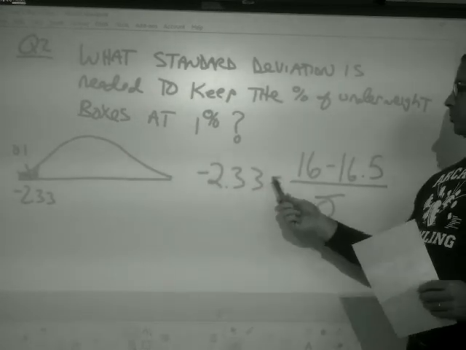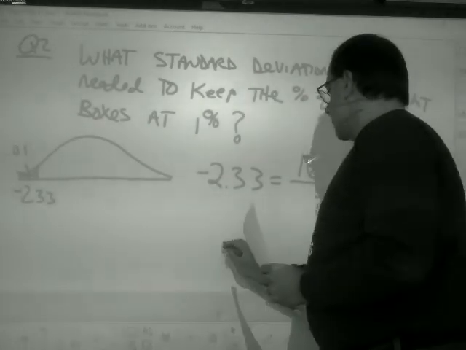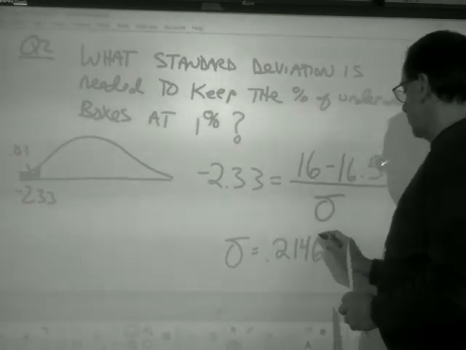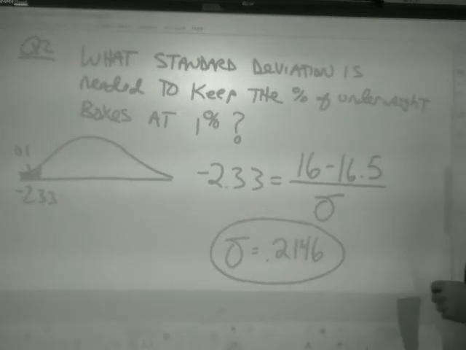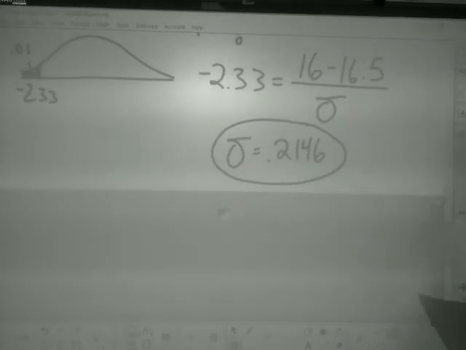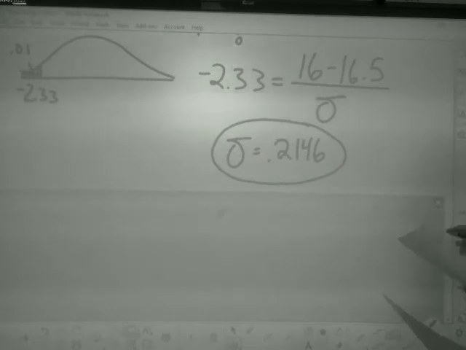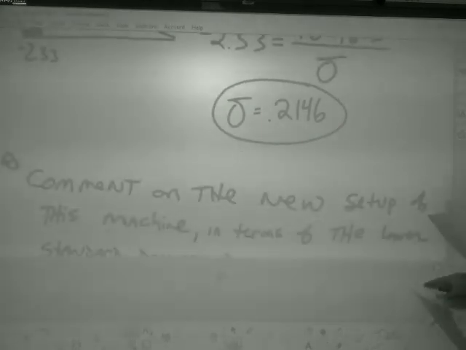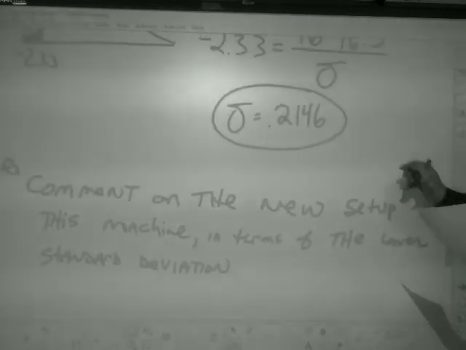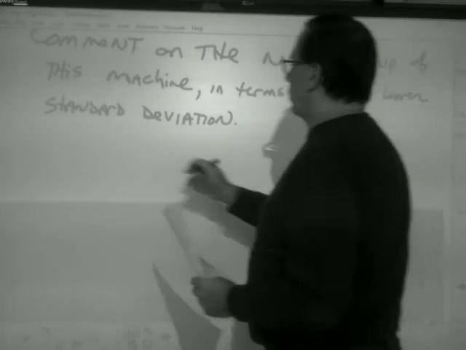So I multiply both sides by sigma, divide both sides by negative 2.33, and my standard deviation is 0.2146. So my old standard deviation was 0.3, my new standard deviation is 0.2146. So it has less amount of deviation, all right? Comment on the new setup of this machine in terms of the lower standard deviation. Well, if this machine has a lower amount of standard deviation, what that would mean for me then is it is more consistent.